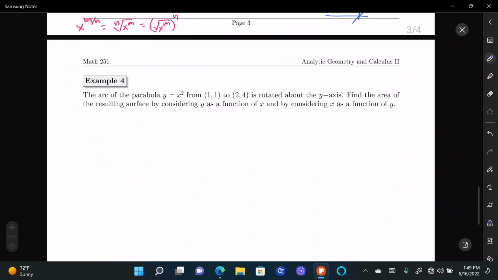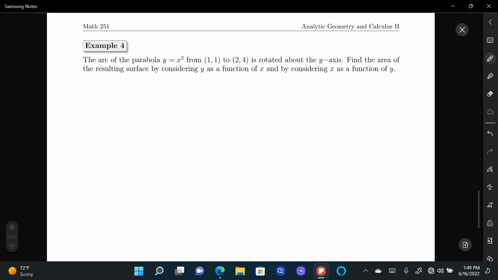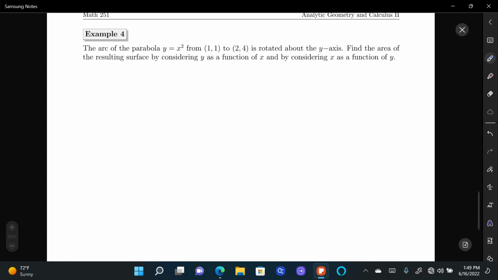Okay, so for the next one, we have the arc of the parabola y equals x squared from the point (1, 1) to the point (2, 4). So notice the presentation of the exercises. Sometimes they're giving us values of x, sometimes they're giving us ordered pairs. And the reason we are going to do this is because we're going to do the same problem 2 different ways, just so you can see that regardless of how you set it up, whenever you have the same region, the same rotation, you should get the same result.